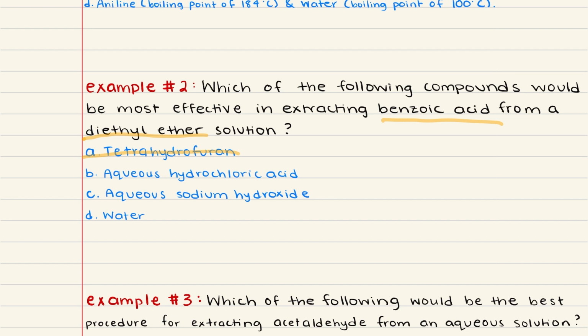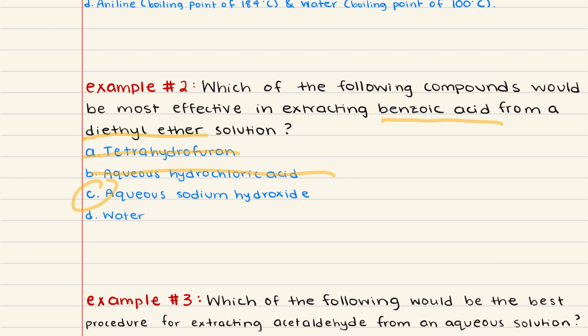Choice C is aqueous sodium hydroxide. Now this is our winner. Sodium hydroxide is a strong base, and it will react with benzoic acid to deprotonate it. This forms the benzoate anion, which is water soluble. And once that happens, the benzoate will transfer from the organic ether layer into the aqueous layer, allowing us to isolate it. So C is our answer.